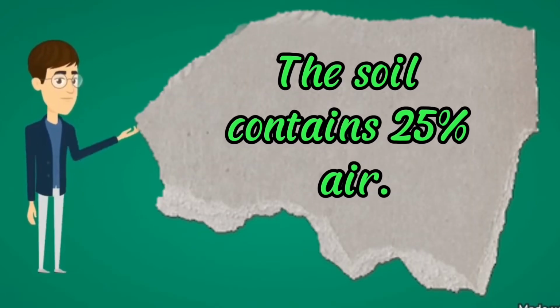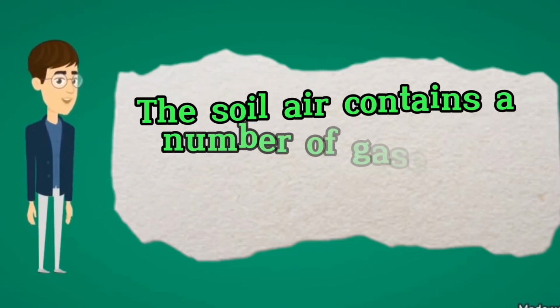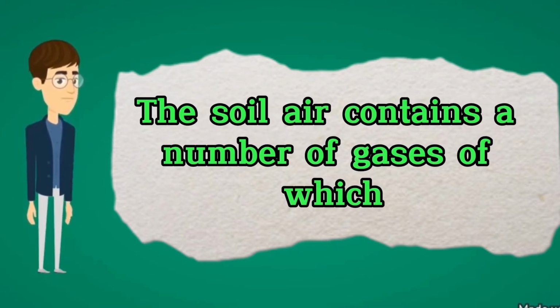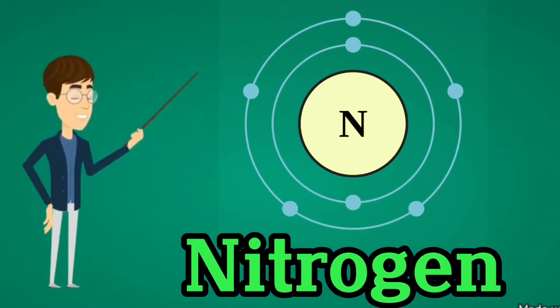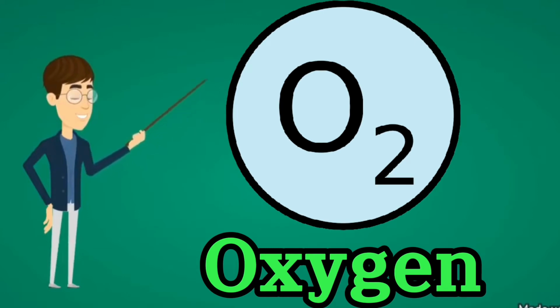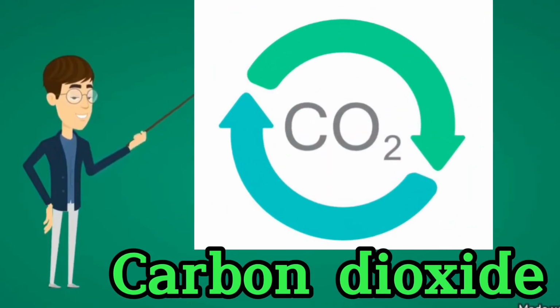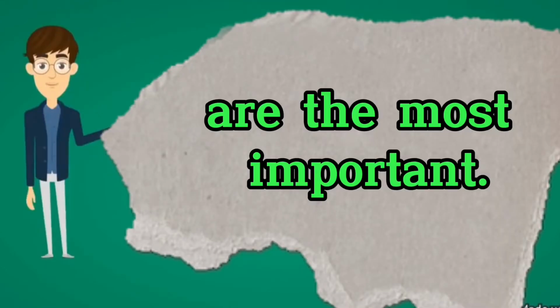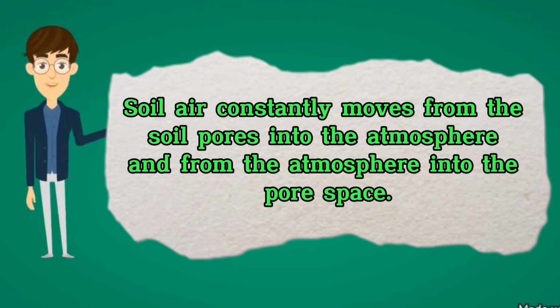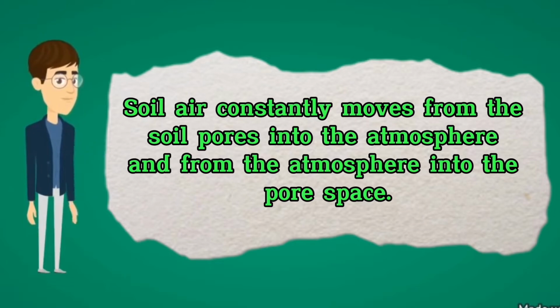The soil is composed of 25% air. The soil air contains a number of gases, of which nitrogen, oxygen, carbon dioxide, and water vapor are the most important. The soil air constantly moves from the soil pores into the atmosphere and from the atmosphere into the pore space.